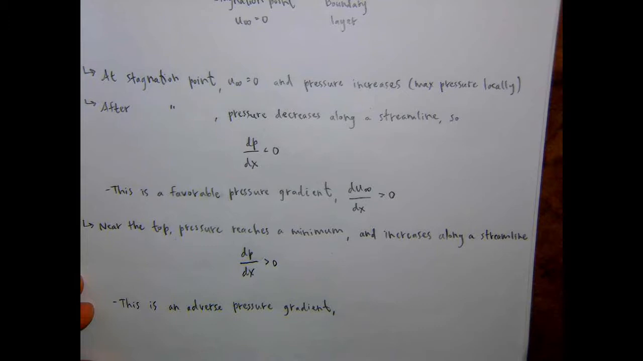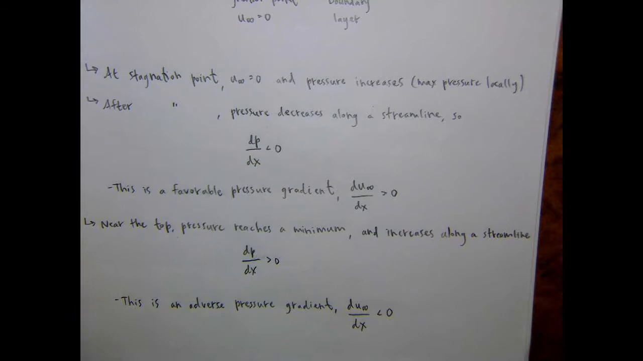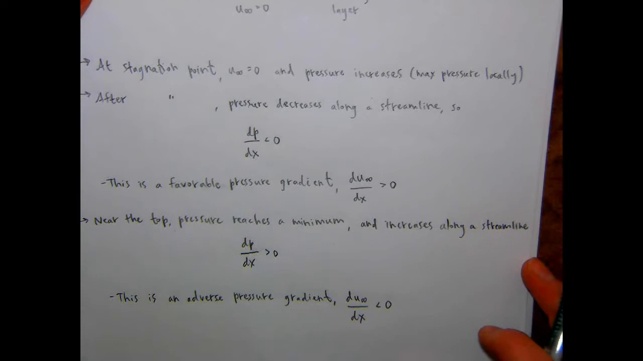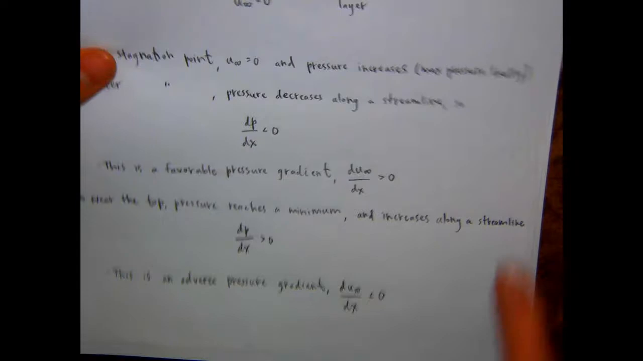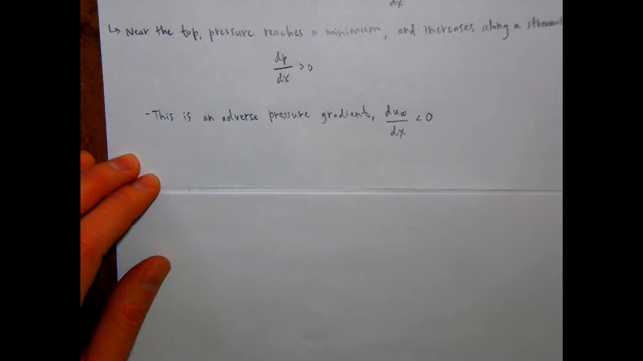So then the free stream velocity along a streamline is going to be decreasing, so the flow is slowing down. And then, of course, at this local minimum of the pressure, you're going to have a local maximum of the velocity. So it's speeding up and then slowing down. Okay, so let's draw, like I was saying, a zoom in on just the very top of the cylinder to see what the boundary layer is doing.